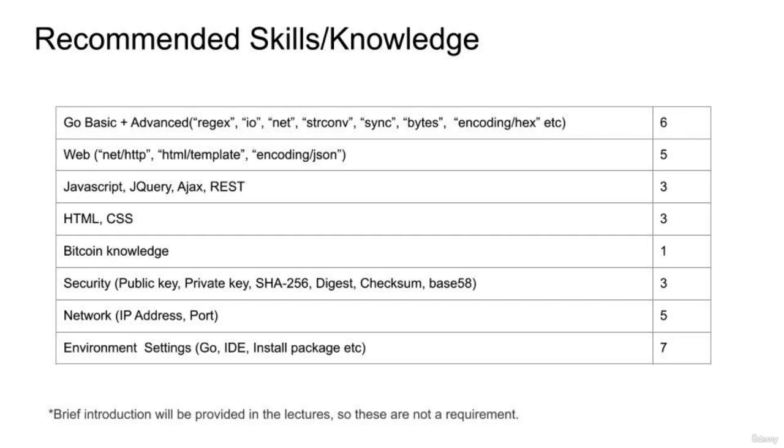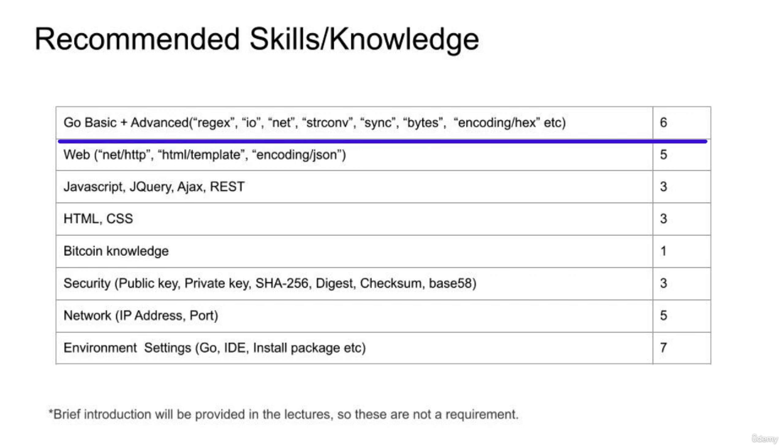Next, we have a list of topics which students should be somewhat familiar with before taking this course. You don't need to be an expert with these topics. On the left-hand side, we have the topic names, and on the right side, we have a number. This number represents how familiar you should be with the topic on a scale of 1 through 10, with 10 meaning you should know the topic very well.